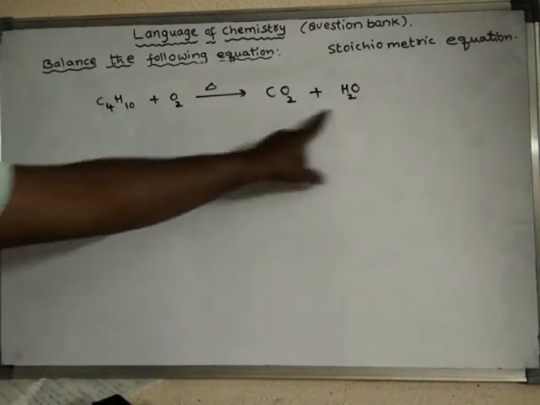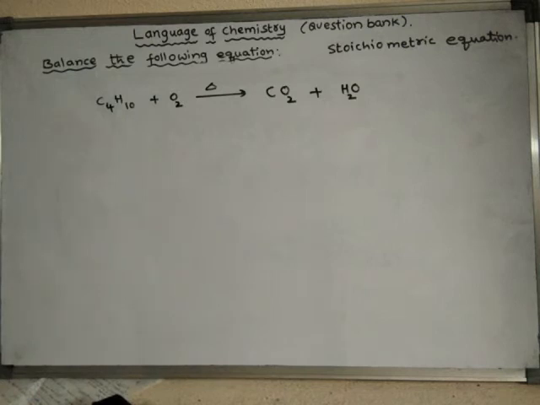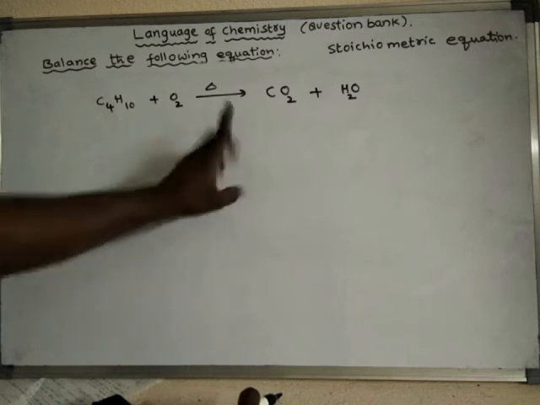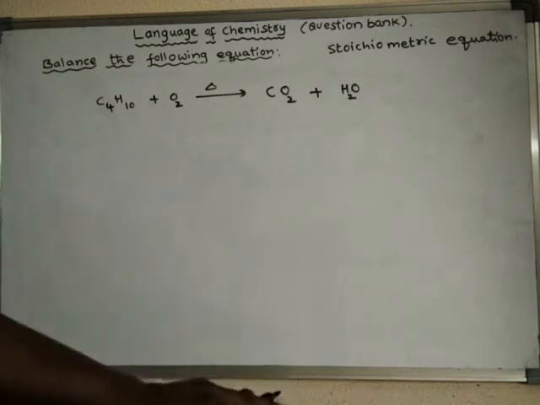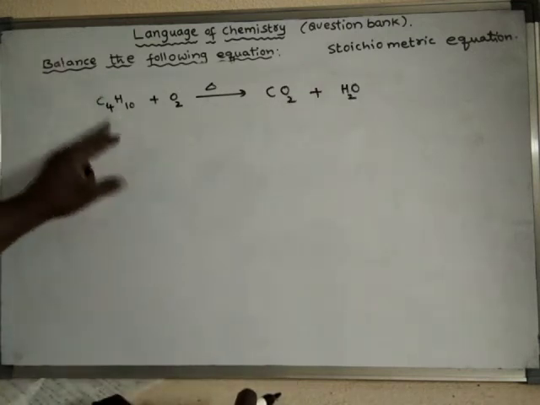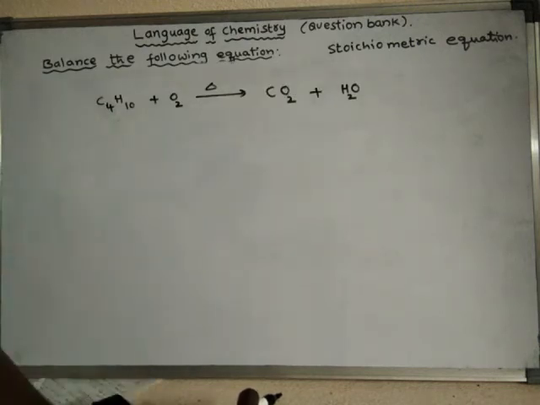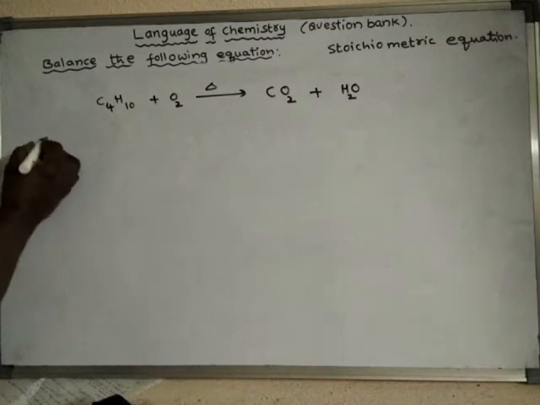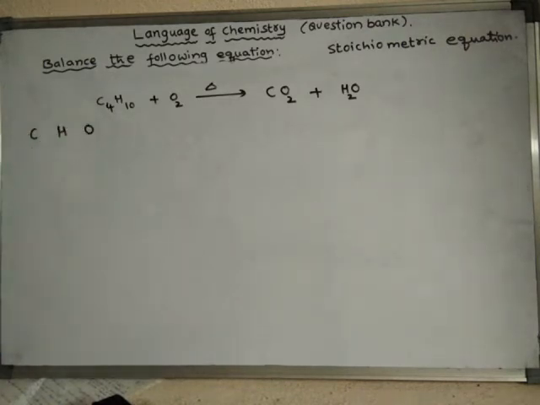Now it is not a balanced chemical equation. This equation will be given to us in the exam, or else it will generally be asked. Now we have to balance it. We will balance this by the frequency number method. First of all, we have to identify what elements are present in it: carbon, hydrogen and oxygen.